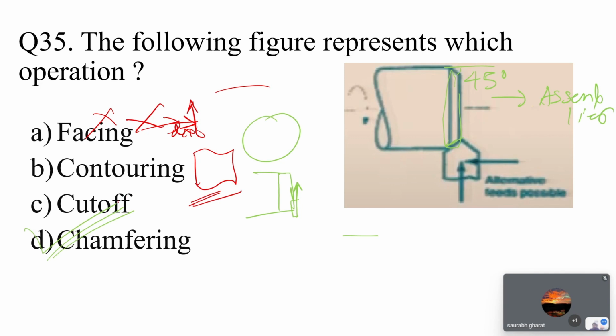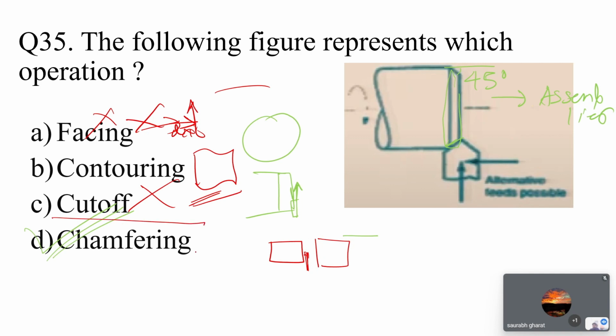And cutoff means completely cutting off the material. It's not a cutoff operation. You know how cutoff works; this is shown in the slide. Cutoff means parting off into two parts, so this job and this job will be separate. This is not happening, so cutoff will not be the answer.